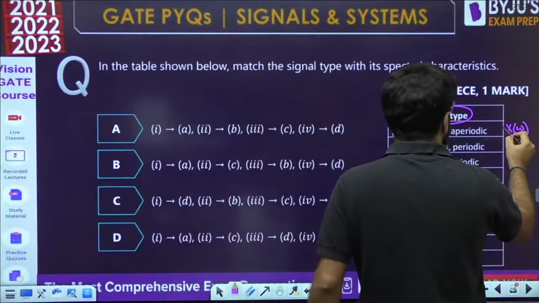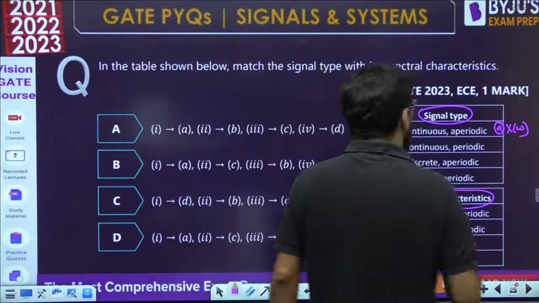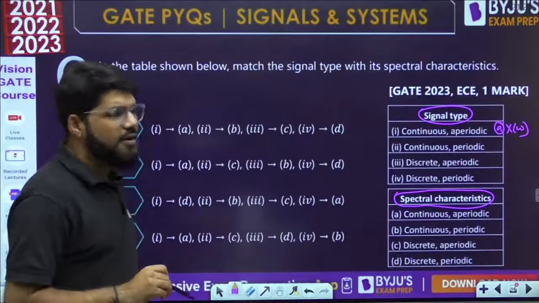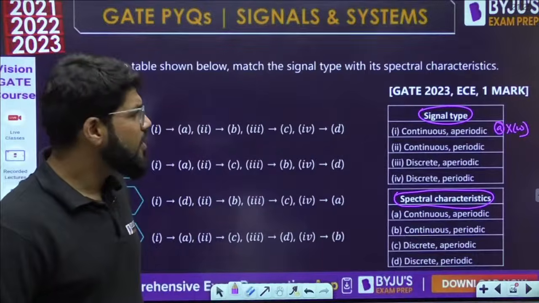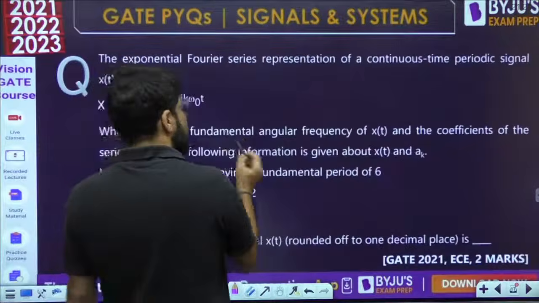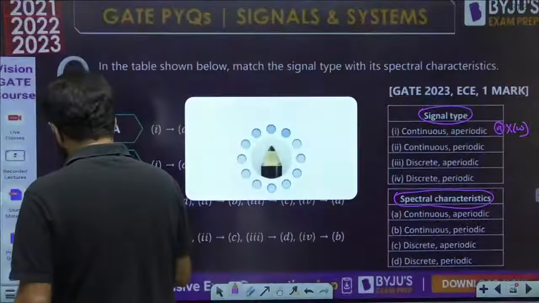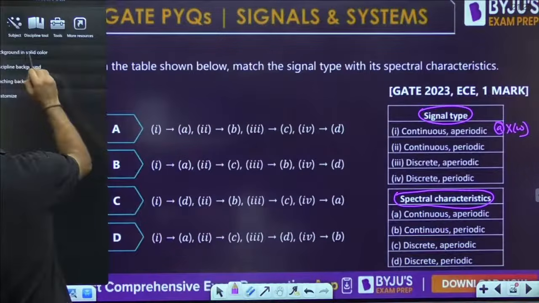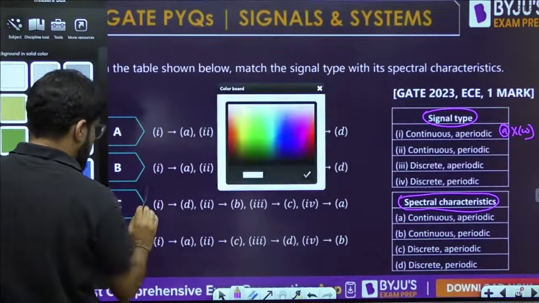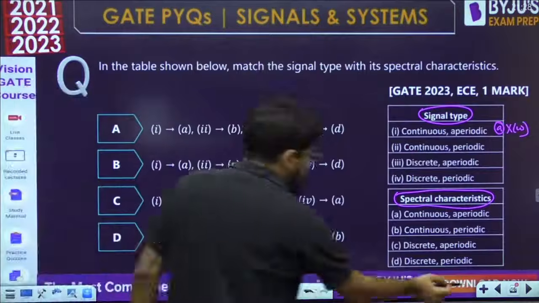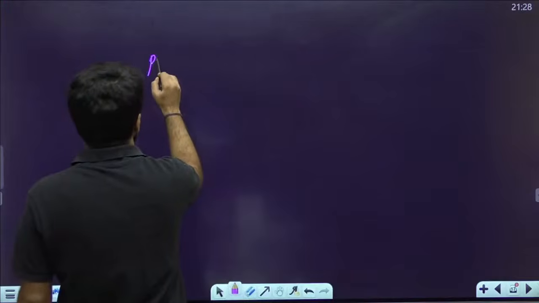This is going to be matched with A, for continuous and aperiodic. But for continuous and periodic, what is the Fourier transform for periodic signals? What should be the Fourier transform for the periodic signals? Just a second. What should be the Fourier transform for periodic signals?